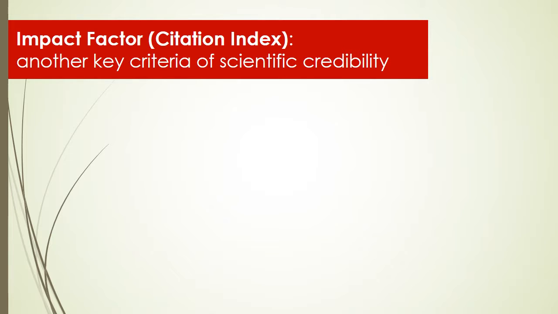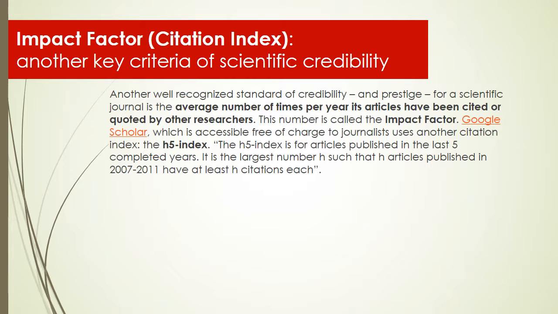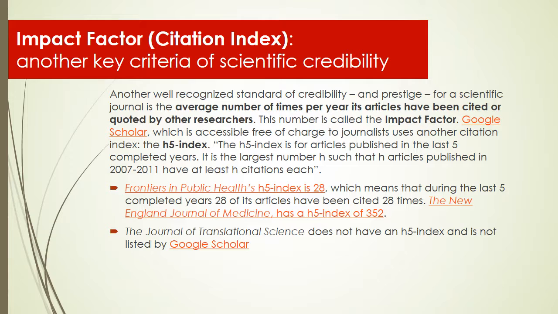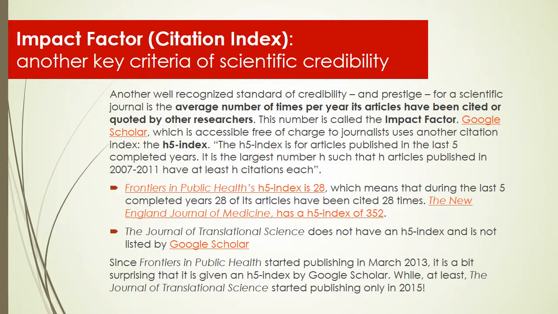Another key criteria for the credibility and prestige of a scientific journal is the citation index. It's the number of times its articles are quoted or cited by other scientists. Google Scholar provides a version of the citation index. It's called the H5 index, and it looks at citations over the last 5 years. And if you check for the journal Frontiers in Public Health, it has an H5 index of 28, which looks not that bad, but the New England Journal of Medicine has an H5 index of 352. And if you check for the Journal of Translational Science, it is not listed in Google Scholar.